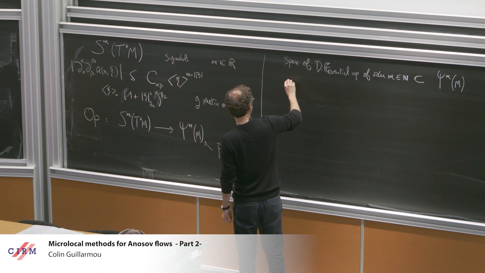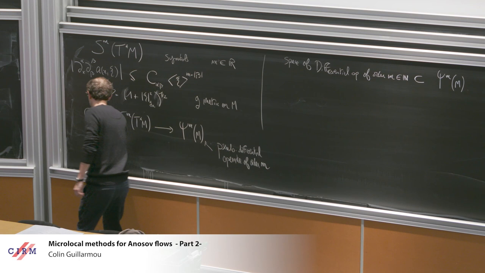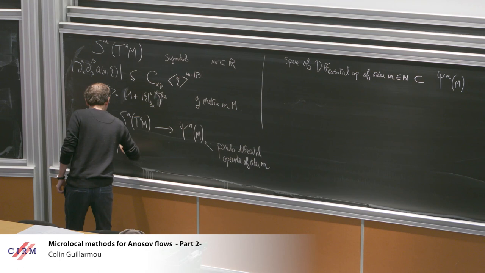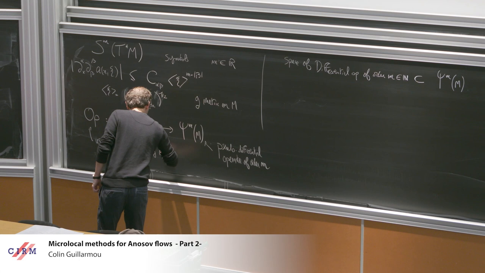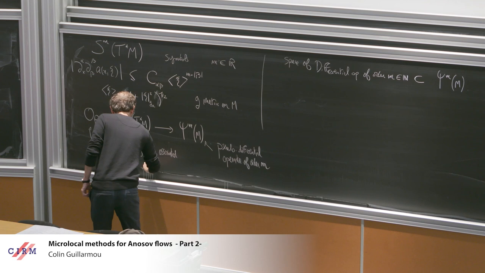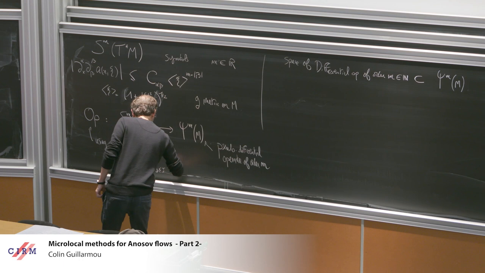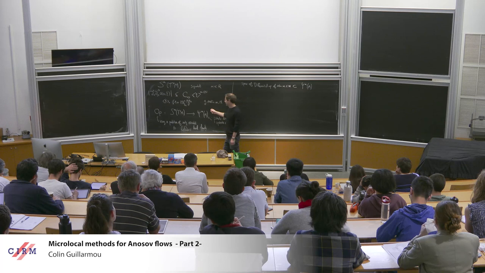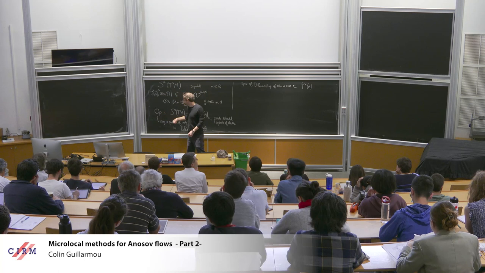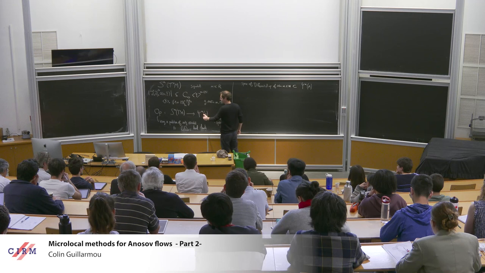The following properties are also true. So Op was defined using a partition of unity associated to a set of local charts, a covering of the manifold. So it's not really canonical, but somehow the class of operators is canonical. If you define Op using another set of partitions of unity and local charts, you will get other operators, but this vector space of operators is going to be the same.